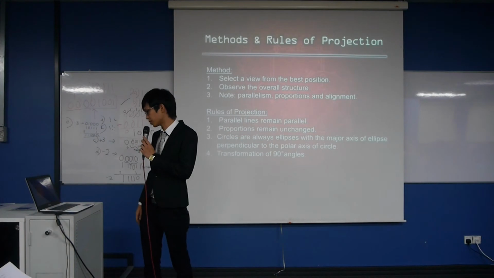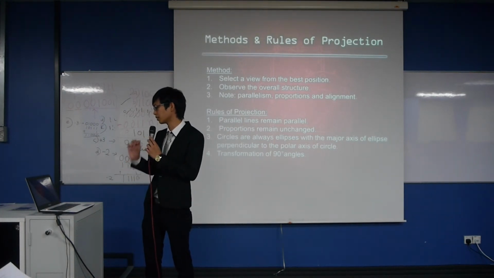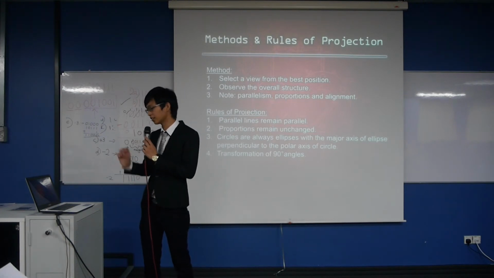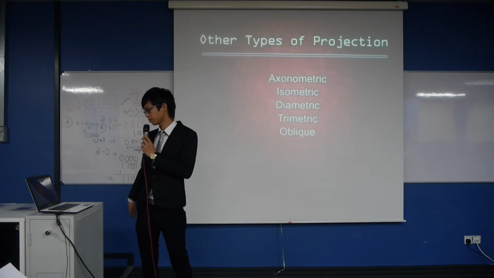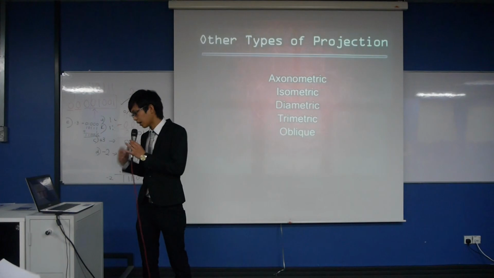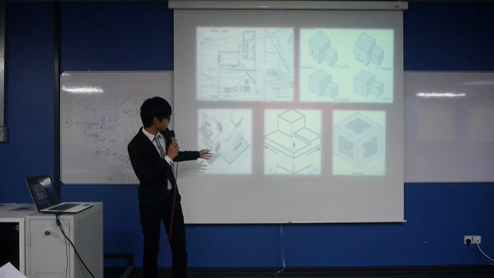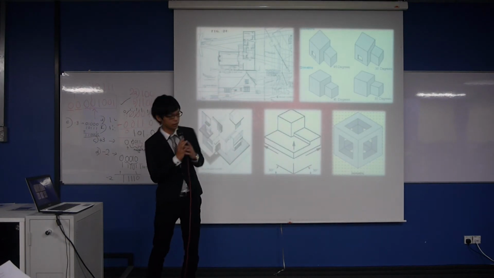The methods and rules of projections. In all projections, parallel lines remain parallel while the proportions remain unchanged. The 90-degree angles may vary according to the perspective. There are many other types of projections. As you can see here, this is an axonometric projection and this is an isometric projection. The diametric projection is shown there.